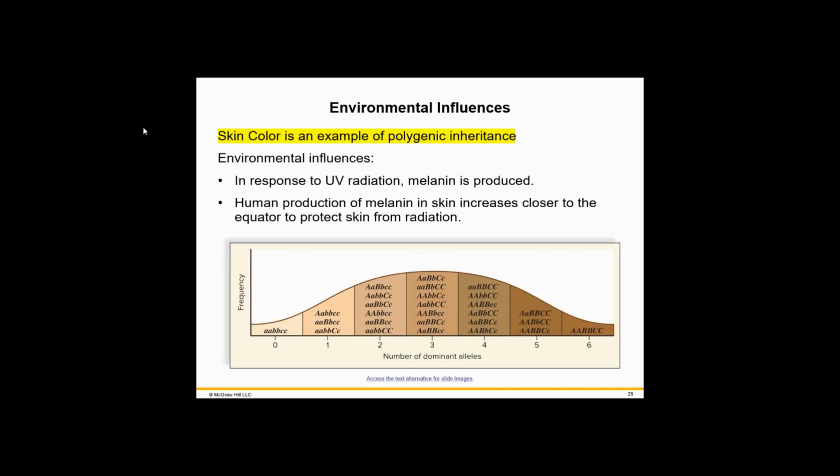Skin color is an example of a polygenic inheritance trait, and the environment definitely influences this because our skin responds to UV radiation with the melanin that's produced, which gives it the darker color. Human production of melanin in skin increases closer to the equator to protect the skin from radiation. If you look at this chart at the bottom where it says the number of dominant alleles, you can see that there are many different combinations here, and again skin color is an example of this.